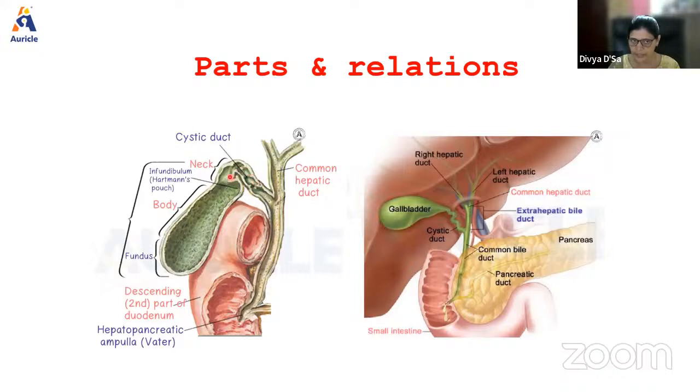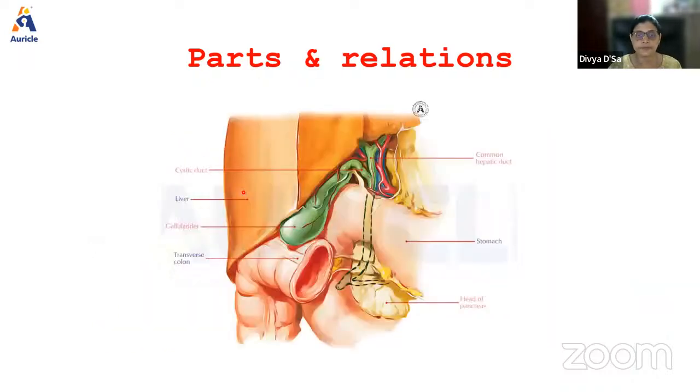From this neck, if you see, there is one pouch here, a small diverticulum. This is known as Hartmann's pouch. Usually you can see this Hartmann's pouch projected downwards and backwards towards the duodenum. This is the duodenum here. The portion of the neck giving attachment to this Hartmann's pouch is sometimes called the isthmus of the gallbladder. So this is known as the isthmus portion of the gallbladder.